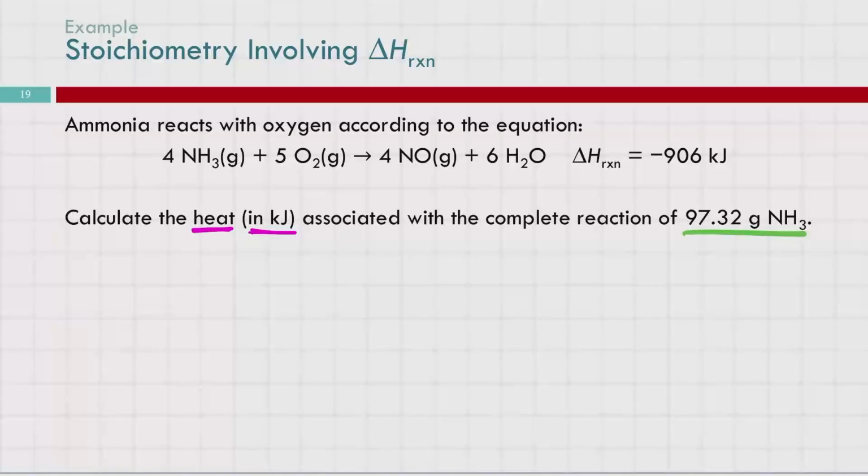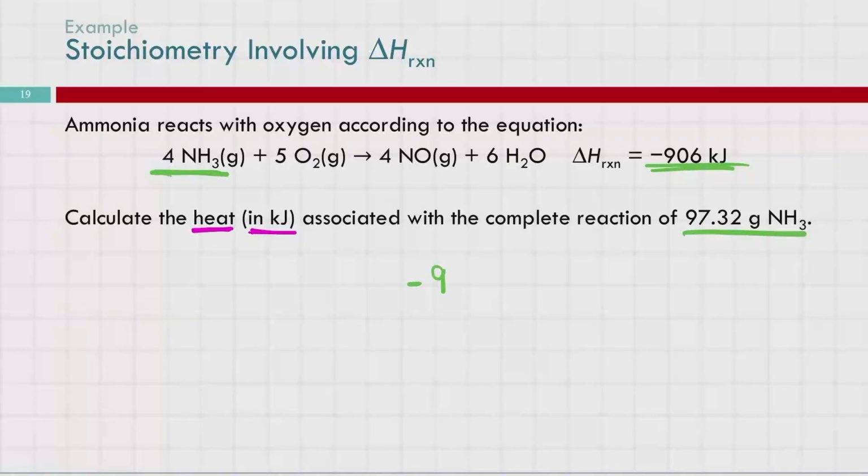So we care about what two things in our balanced chemical equation? What are the two things we care about? NH3 is one of them. Underline it. What's the other thing we care about? Heat, kilojoules. All right, this negative 906 kilojoules. We're going to put those together to make our conversion factor.